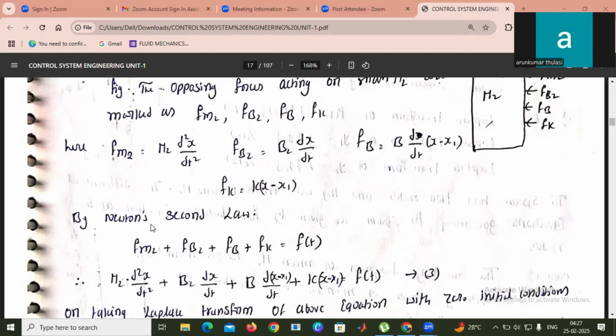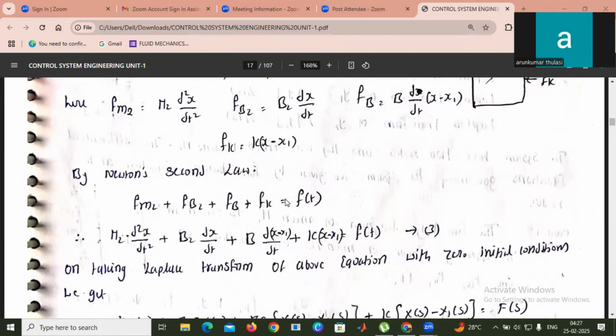Now we have to form the equation by using Newton's second law, that is, the sum of opposing forces is equal to the sum of applied forces. The applied force on m2 is represented by f of t, and we have the four opposing forces Fm2, Fb2, Fb, and Fk. We substitute these four differential equations in Newton's second law and get equation 3: m2 d square x by dt square plus b2 into dx by dt plus b into d by dt of (x minus x1) plus k into (x minus x1) equals f of t.